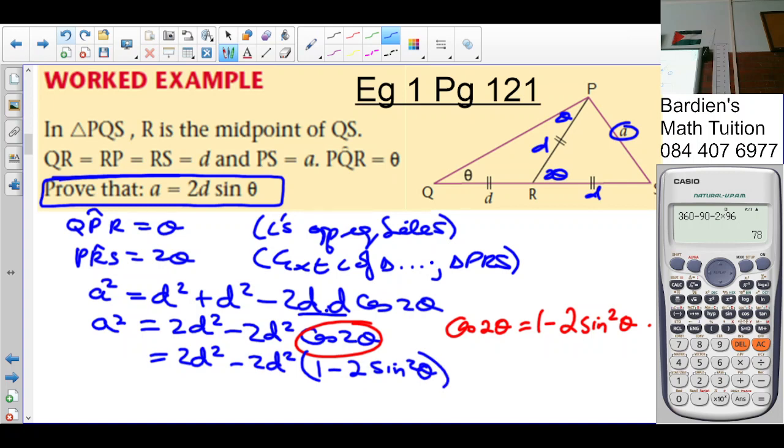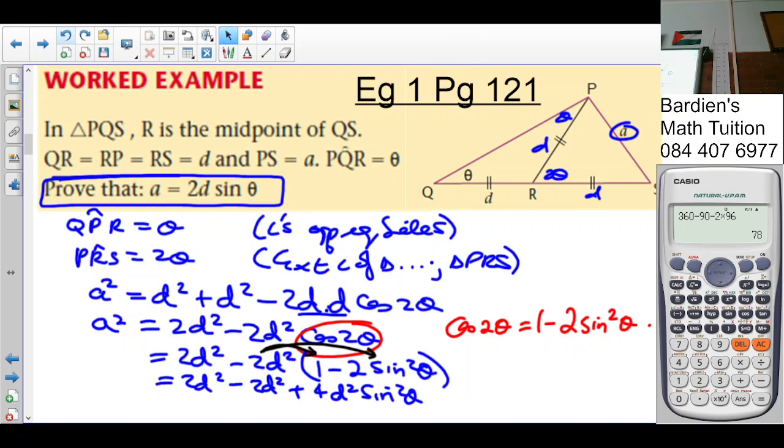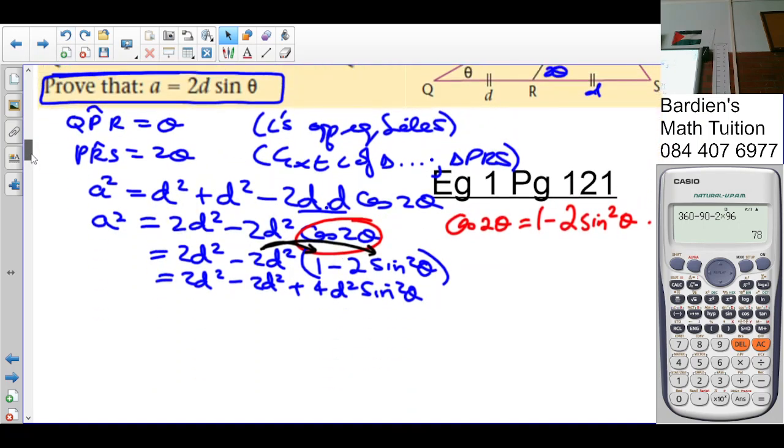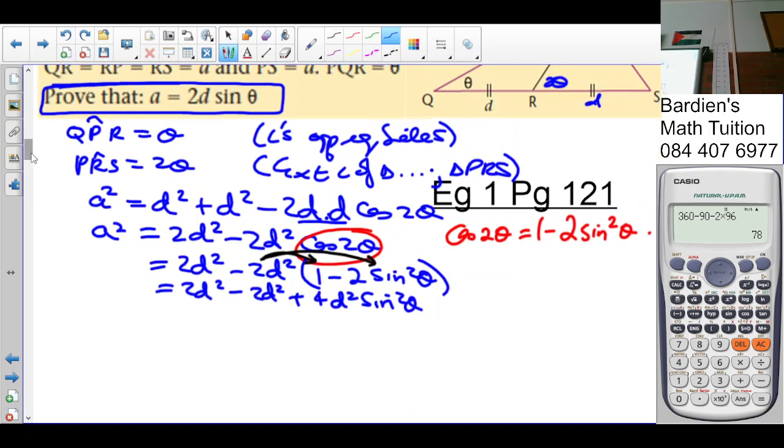So what do I do now is get rid of the brackets, multiplying. Which now gives us 2d squared minus 2d squared plus 4d squared sine squared theta. So what happens now? What happens now, people? You can cancel. So this cancels. Leaves you with a squared being 4d squared sine squared theta.